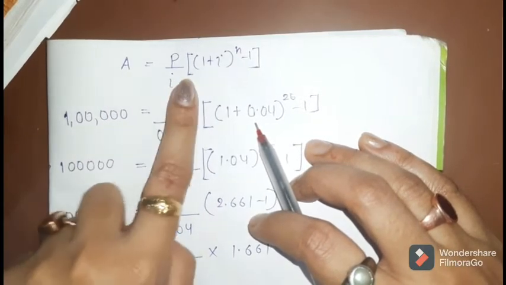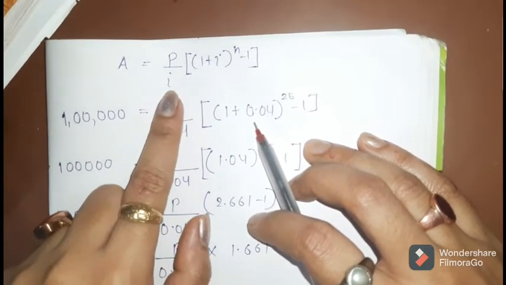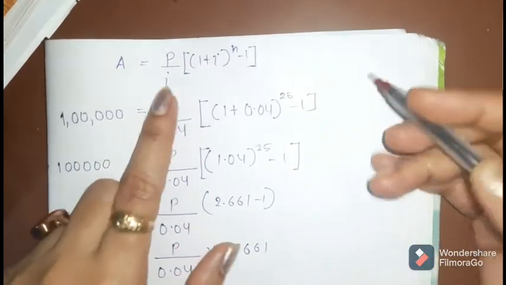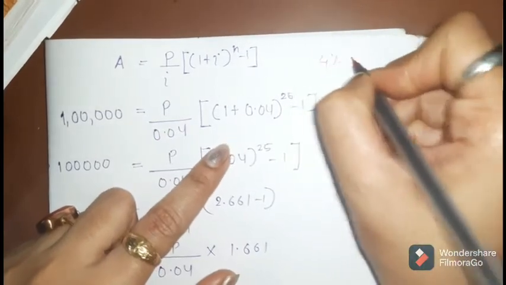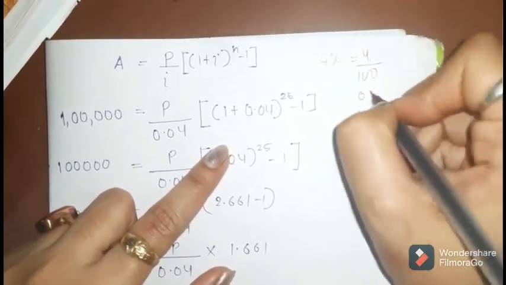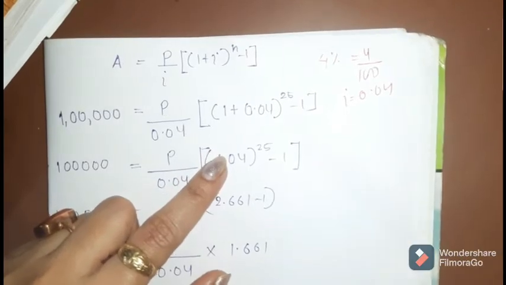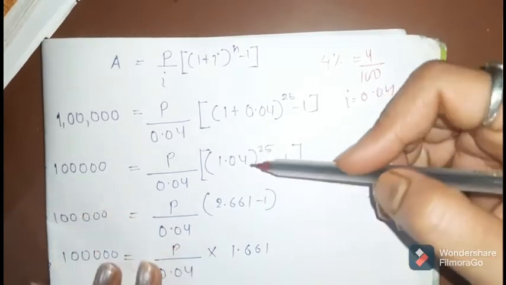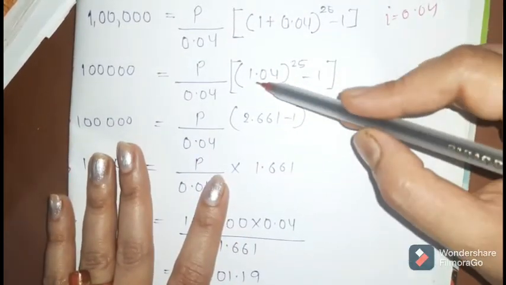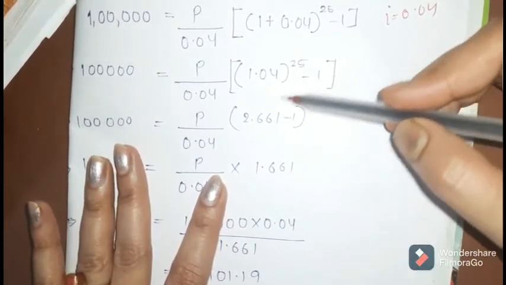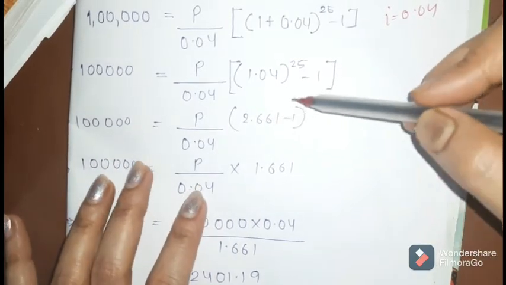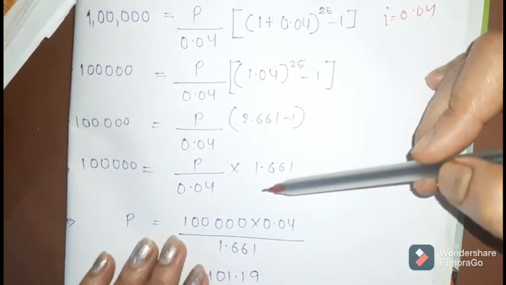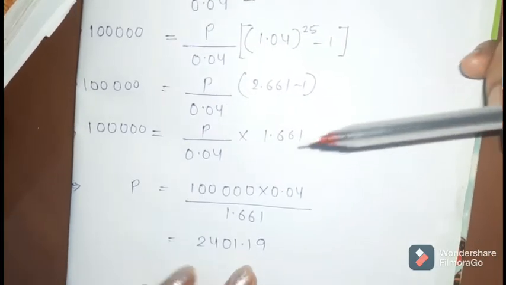Capital A is 1 lakh, I is 0.04. Why? Because it is 4%. For 1 year, you divide by 1, so 4% divided by 100 gives you 0.04, that is your I, and 1 plus 0.04 to the power n is 25 minus 1. Now this 1.04 value you can get from the table of annuity, or you can find this value using logarithms. So putting that in, finally we get capital P equals 2401.19.